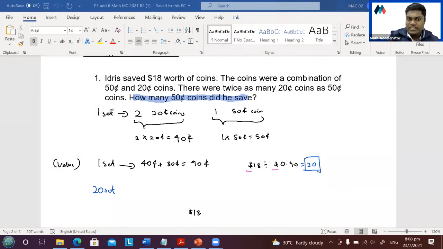So in one set, there's one 50-cent coin, right? So in 20 sets, there will be 20 times 1. There will be 20 50-cent coins. That is the answer. Clear so far? Okay, so take some time to copy down before I go to the next question.